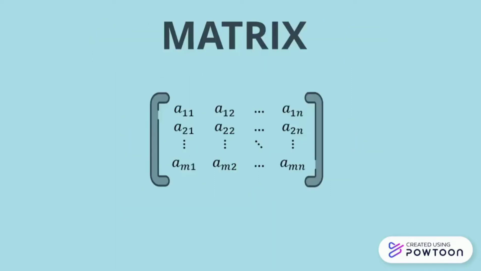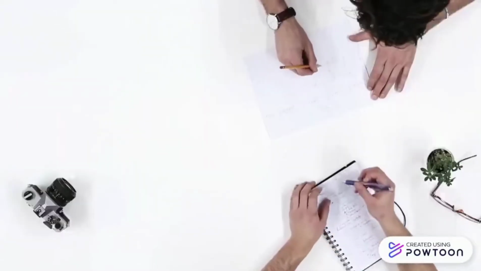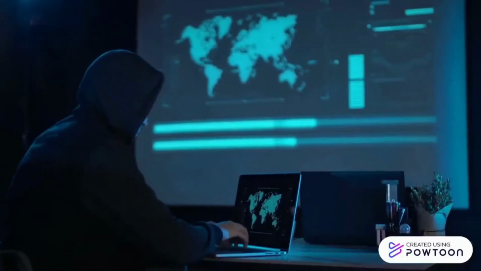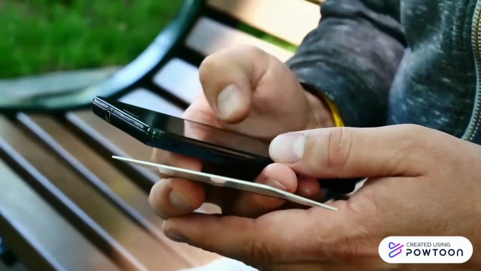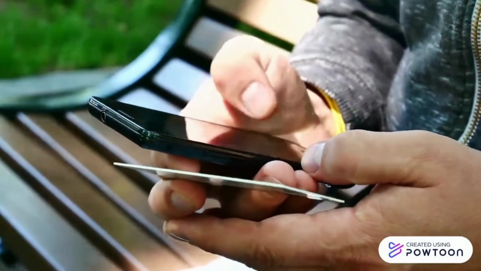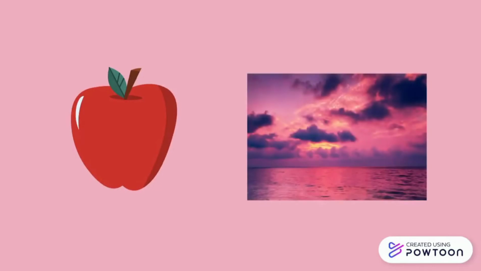Matrix theory has many uses for solving various problems in mathematics, science, business, technology, and many more. In this video, I will explain how matrices are useful in computer graphics, especially in digital image processing. Today, we use digital images in everything and everywhere. The images you see on internet pages and the photos you take with your mobile phone are examples of digital images. But do you know how these images were formed?